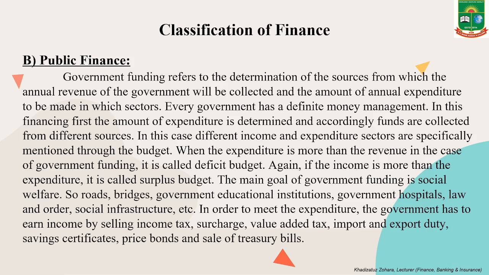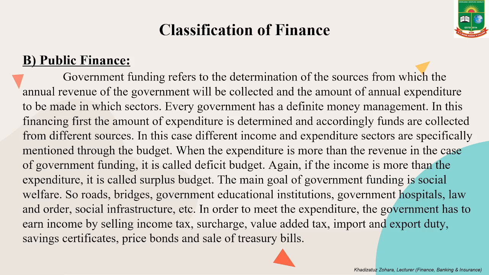In public finance, at first the government has to determine the amount of expenditure. That means in which sectors the government will spend money for public welfare, and then the government collects funds to meet those expenditures. In this case, different income and expenditure sectors are specifically mentioned through the budget. When the expenditure is more than the revenue, it's called a deficit budget. And most of the time in our country there is a deficit budget. Again, if the income is more than the expenditure, it is called a surplus budget.